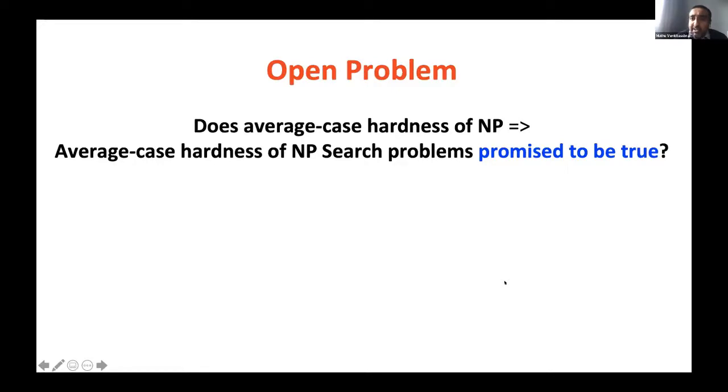So the main question we are asking here is, does the average case hardness of NP imply the average case hardness of NP problems that are promised to be true? So in the challenger-solver game, does it become any easier if we were guaranteed that the instances were true? And what we answer in this work is, in fact, yes, meaning that if NP is hard on the average, then so is the class of problems where the instances are guaranteed to be true.